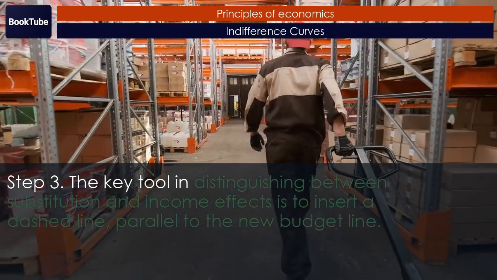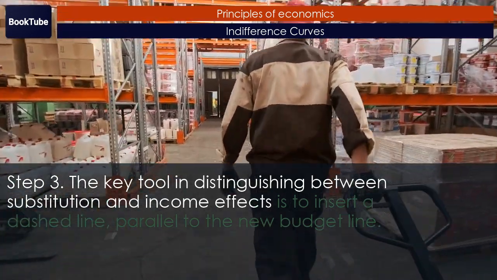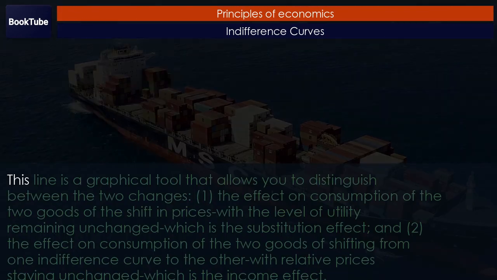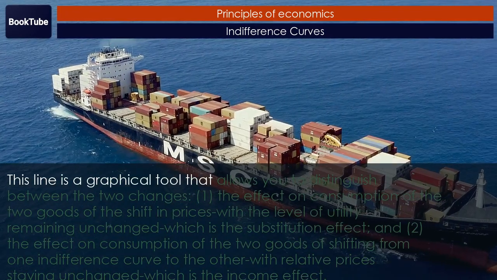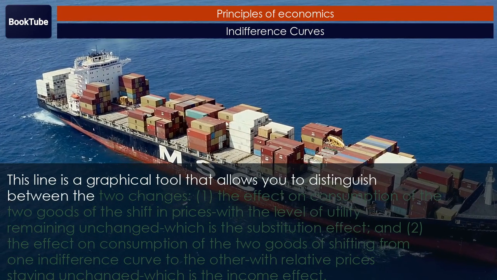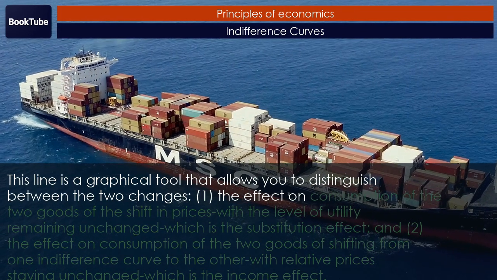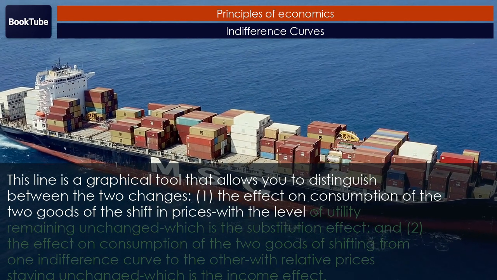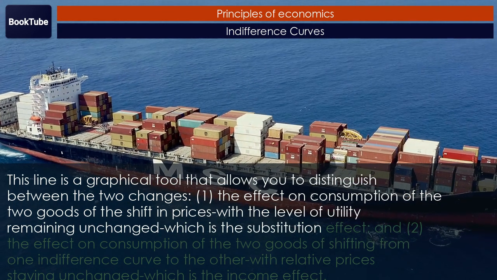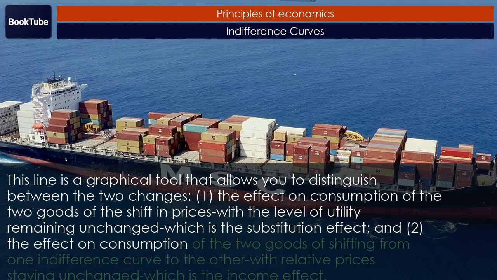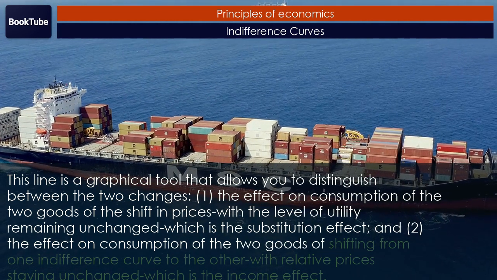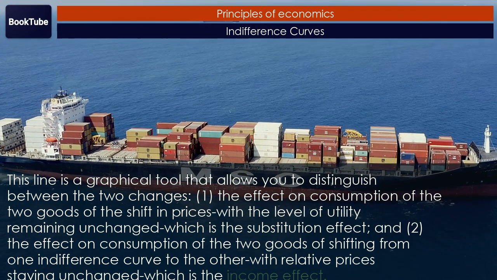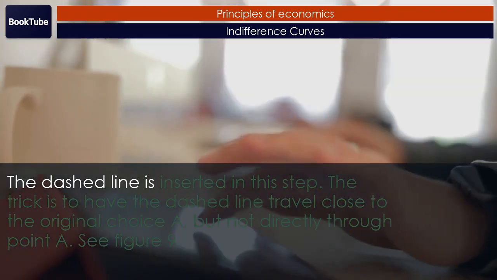Step 3. The key tool in distinguishing between substitution and income effects is to insert a dashed line parallel to the new budget line. This line is a graphical tool that allows you to distinguish between the two changes. 1. The effect on consumption of the two goods of the shift in prices with the level of utility remaining unchanged, which is the substitution effect. And 2. The effect on consumption of the two goods of shifting from one indifference curve to the other with relative prices staying unchanged, which is the income effect. The dashed line is inserted in this step.